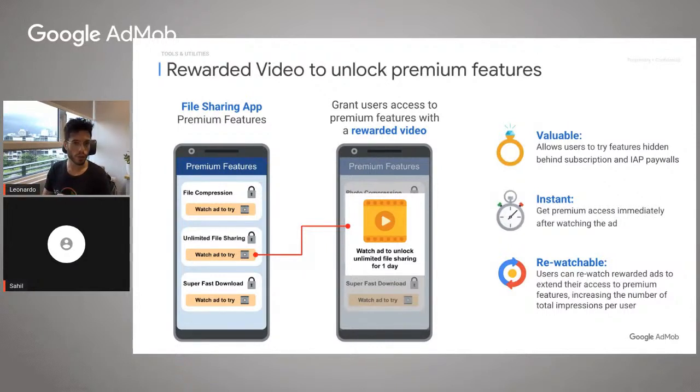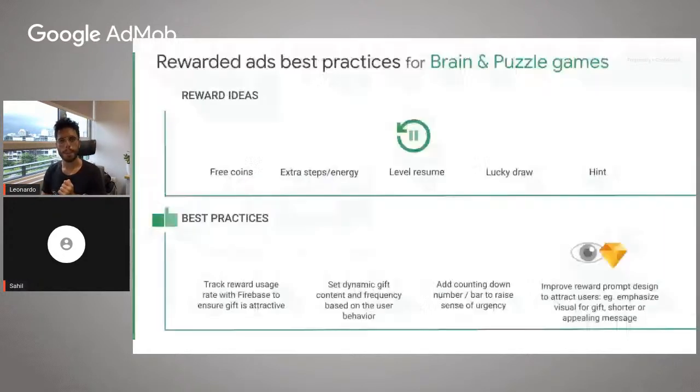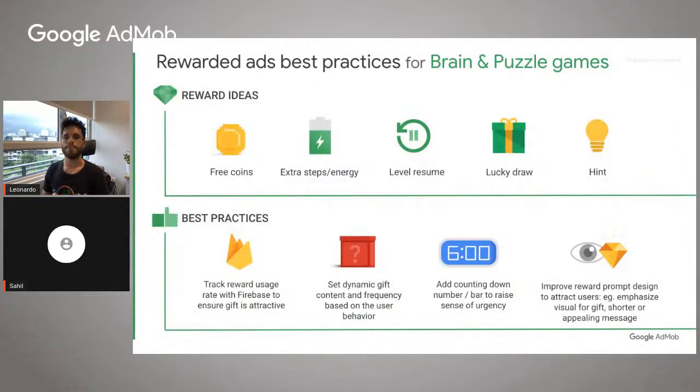total impressions per user. And what if you have a brain and puzzle game, for example? Here are a few ideas for rewards. You can choose to give your users free coins, extra steps and energy, a level resume, as we could see in the example before, a lucky draw, or a hint.